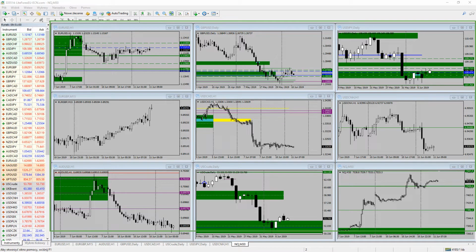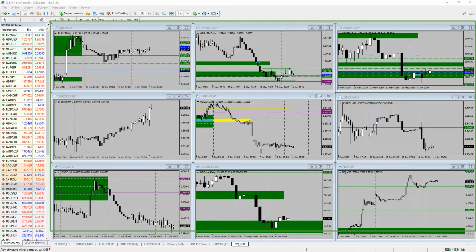So let's start with the basic stuff. I got a few questions about why I have different colors on my chart. So what I'm going to do right now is explain what particular colors mean for me on my charts, right?